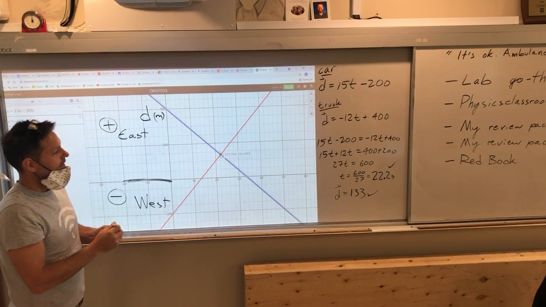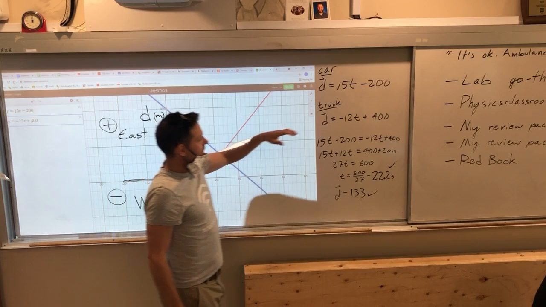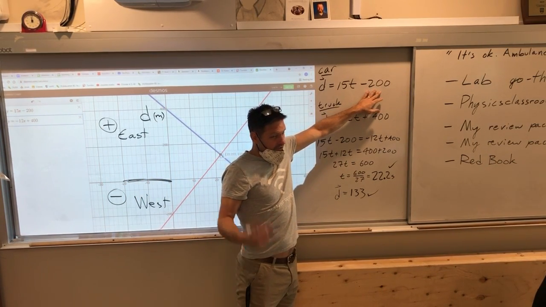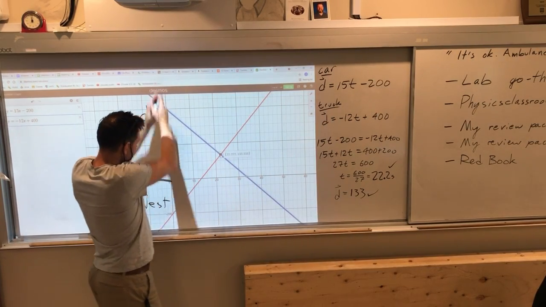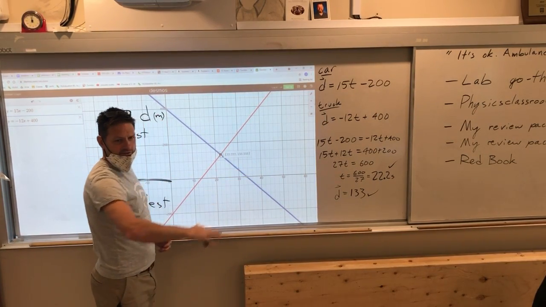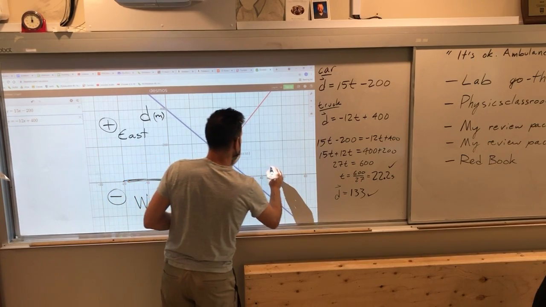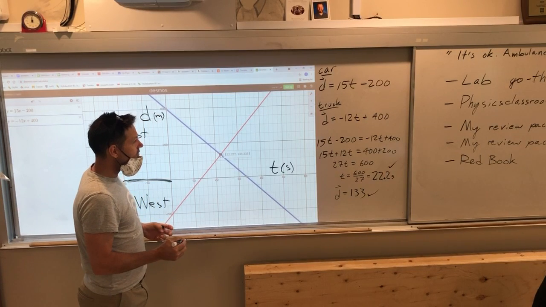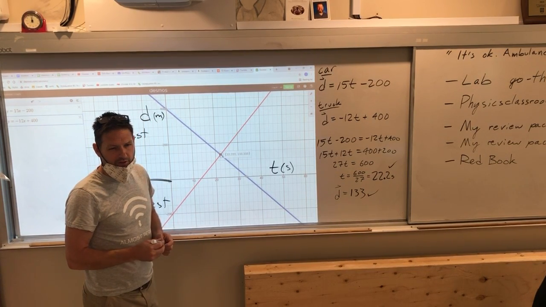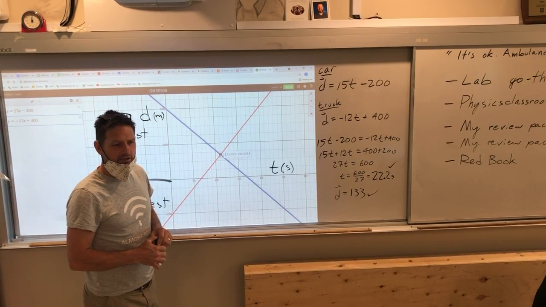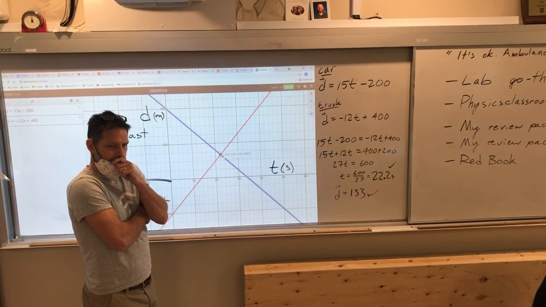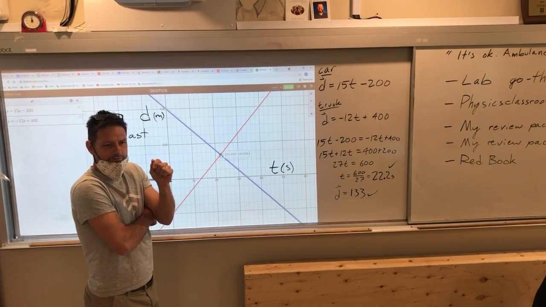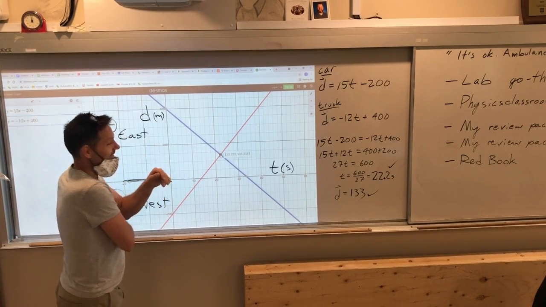And so it says the car starts off 200 meters west of the town square. So that's your y-intercept. Because in this case, the displacement is your y-axis. And what's the x-axis? Good. So this is your time in seconds. And the car is going 15 meters per second. So what part of the graph is the speed of the car? The slope. Very good.